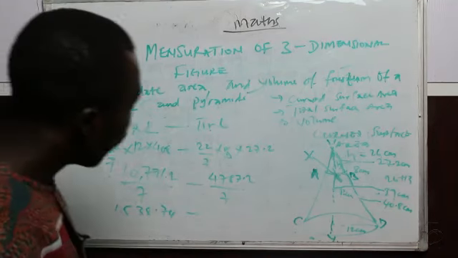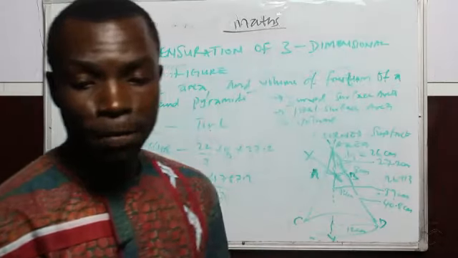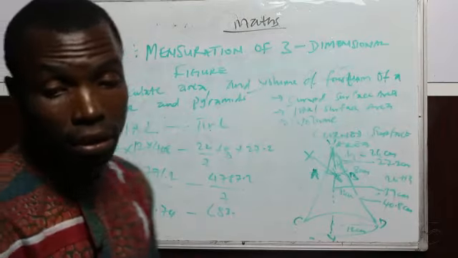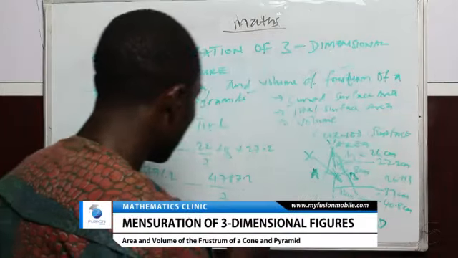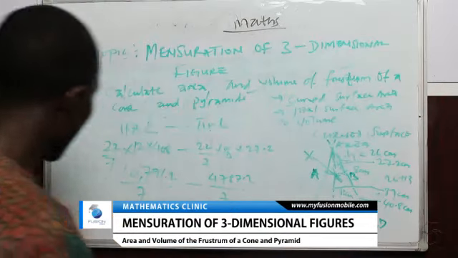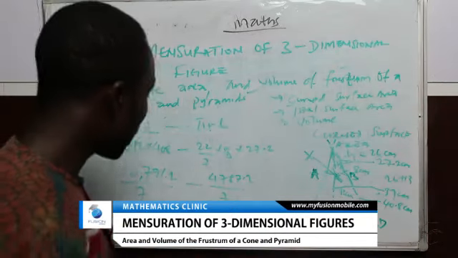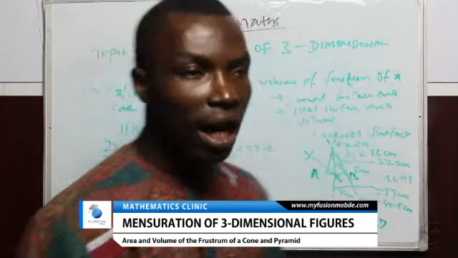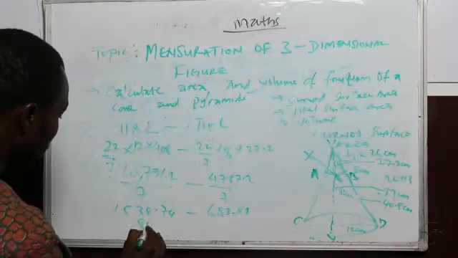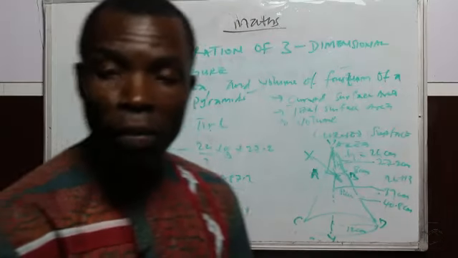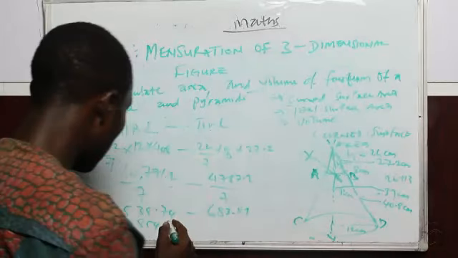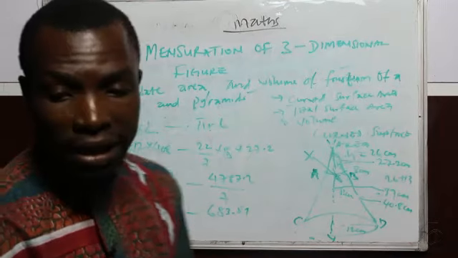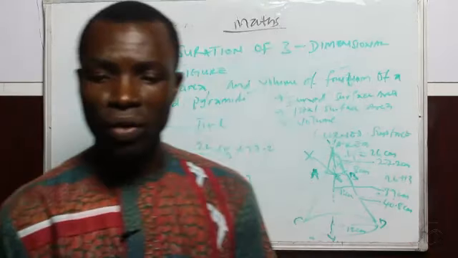1,538.74 minus 4787.2 divided by 7 will give us 683.89. So 1,538.74 minus 683.89, and the answer is 854.85. That is our curved surface area.